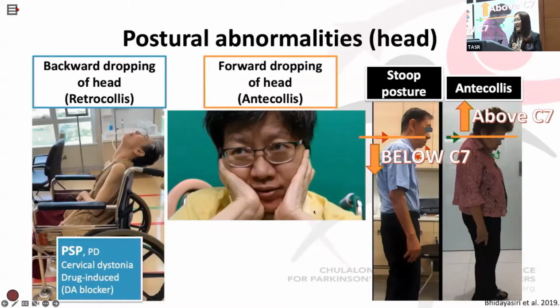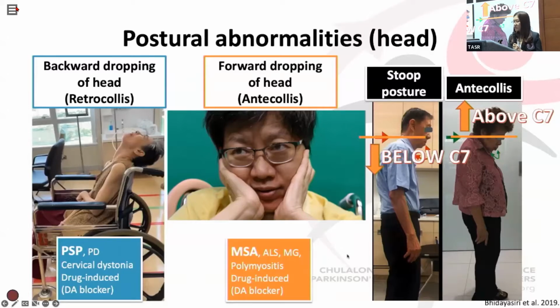So what about anterocollis? What would we think of when the patients have anterocollis? The common differential diagnosis should include atypical Parkinsonism, especially MSA, and also other neuromuscular diseases like ALS or myasthenia gravis, which also have the probability to cause anterocollis. But please note that patients should have lower motor neuron type weakness or other specific signs along with anterocollis if you suspect ALS or myasthenia gravis.